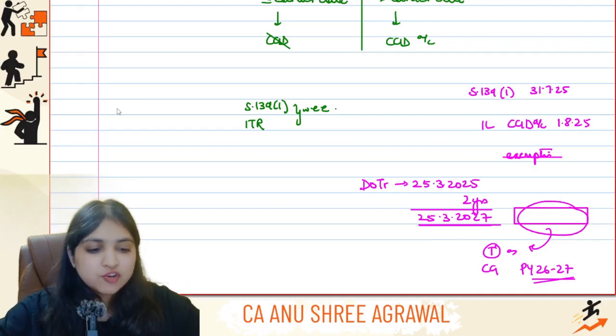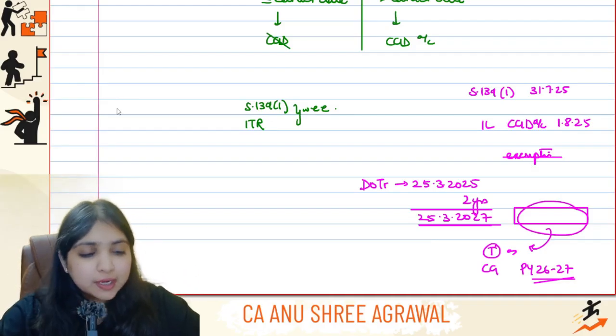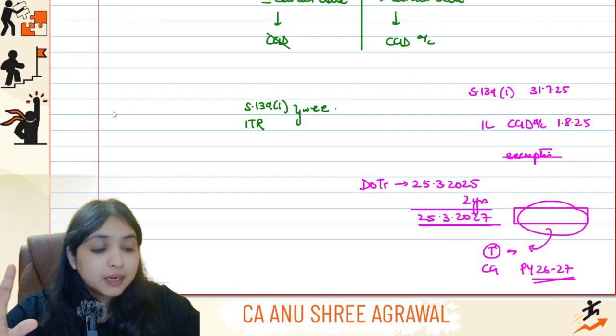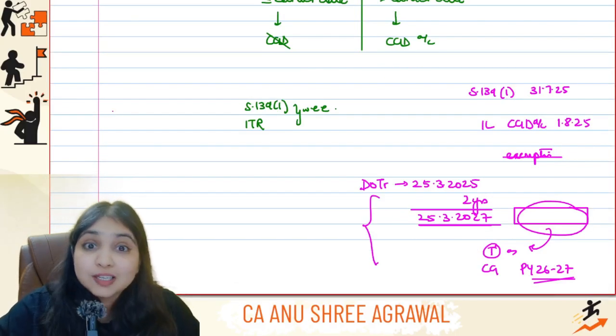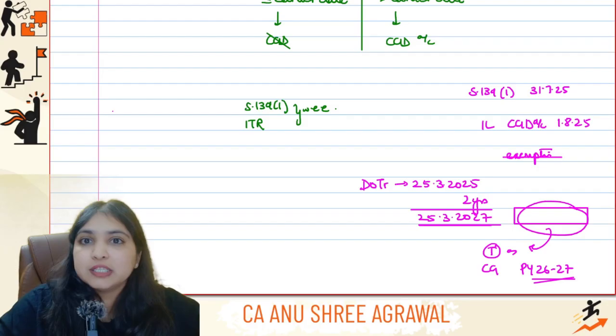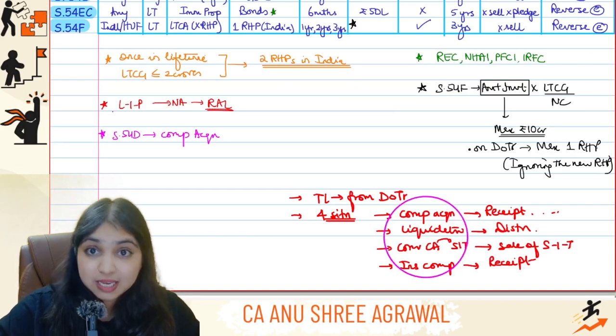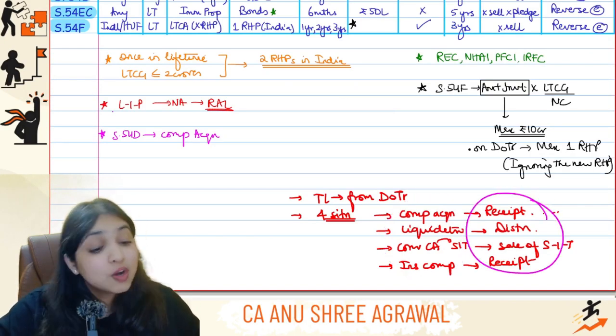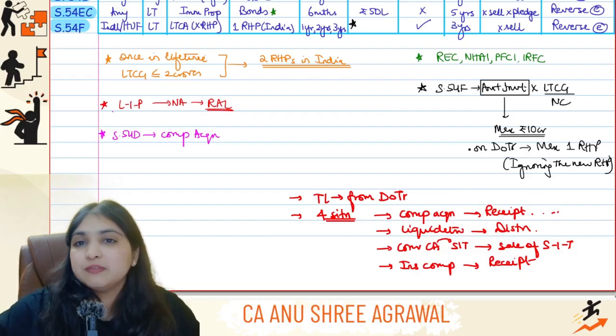Okay, so I've tried giving you a quick revision of the CGD concept also. And did you notice, even over here, all the time limits are from which date? From the date of transfer only. Only in these 4 exceptional cases, when the taxation is different, all time limits will be from the point of taxation.